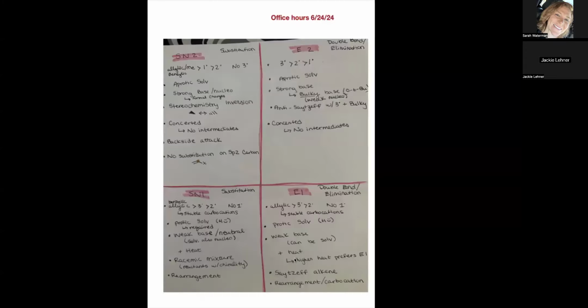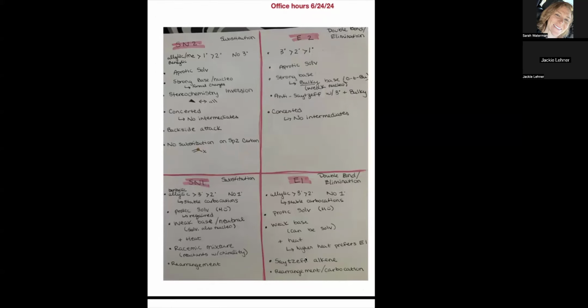I'm gonna show you something that I made when I was taking the class, after doing extensive studying on this chapter. This was how I broke down how to decide which reaction it was going to be. Okay, I love study guides. Let's see what's on here. Oh, like the solvent stuff.